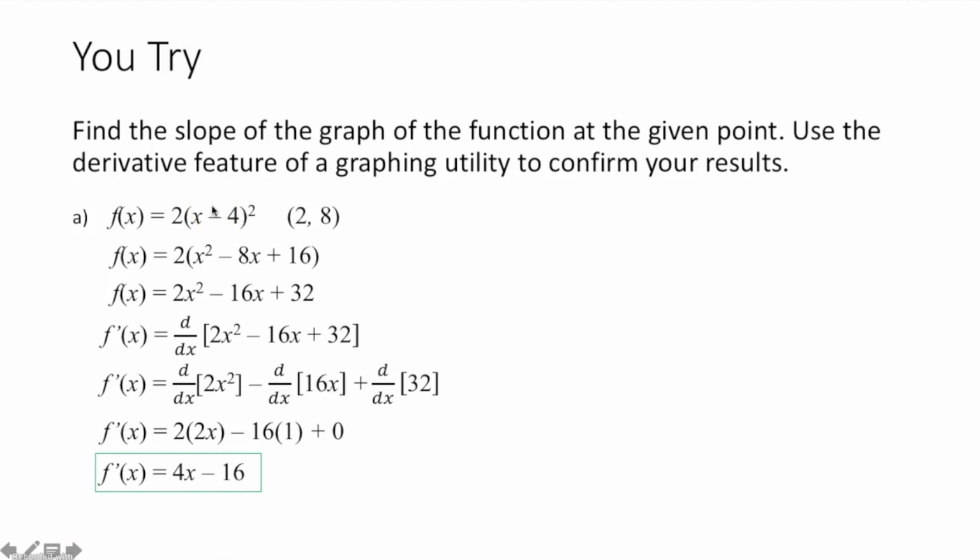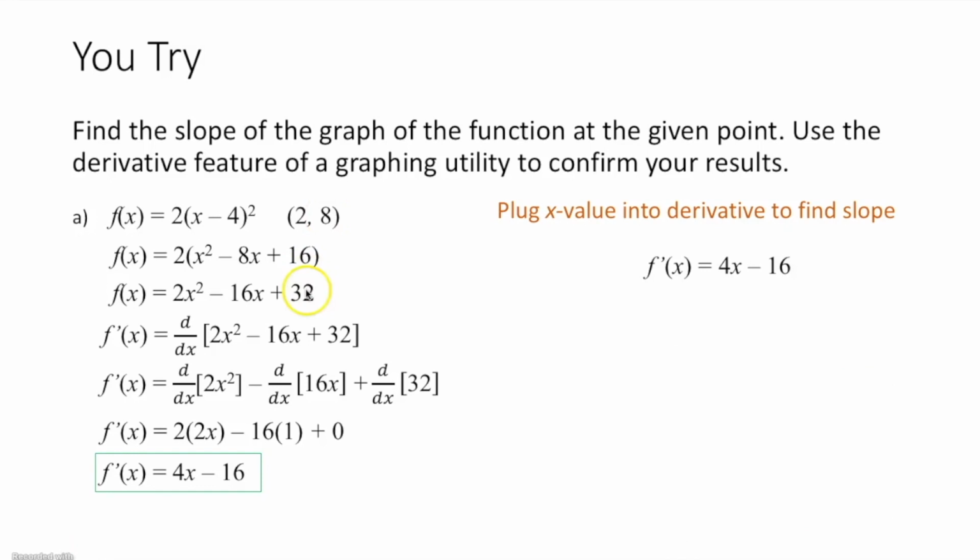But this is not what I'm trying to find. I'm trying to find the slope of the function at this given point, or the slope of the tangent line. To do that, I take my derivative and plug in the point of tangency. So I take my derivative, and now I'm going to plug in my point of tangency, (2, 8). Well, the only thing this has is an x, so I'm going to take this 2 and plug it in for x. When I simplify, I end up getting 8 minus 16, which is negative 8.